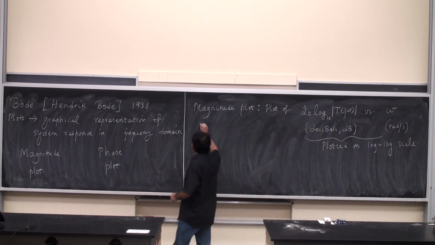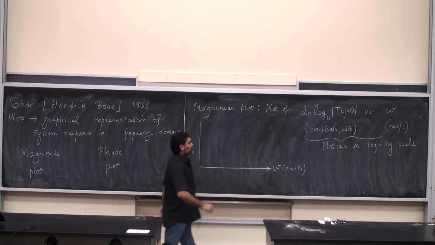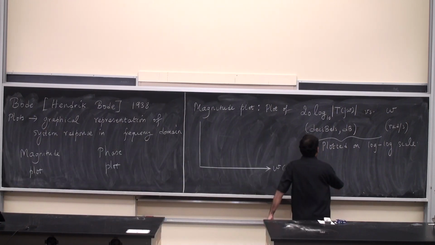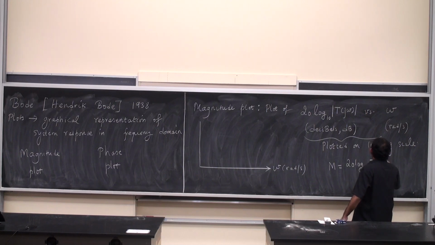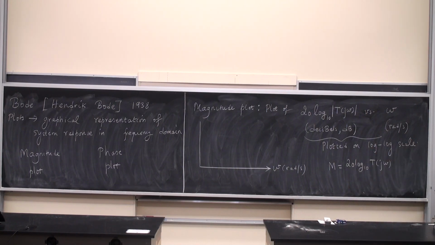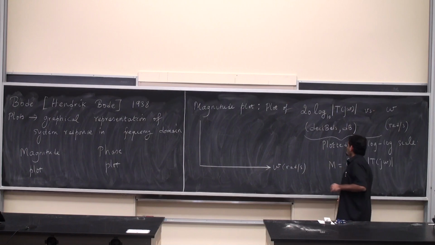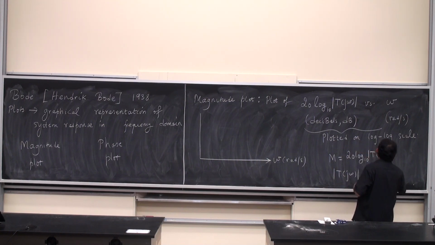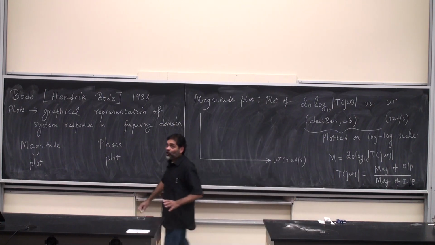And it might look like this. We're going to call the term 20 log 10 of the magnitude of T of j omega as a term capital M. So M is 20 log 10 of T of j omega. And remember, what is T of j omega? The magnitude is, of course, the magnitude of the output to the magnitude of the input. Just recall our memories. Magnitude of the output over magnitude of the input. This is plotted on a log-log scale.